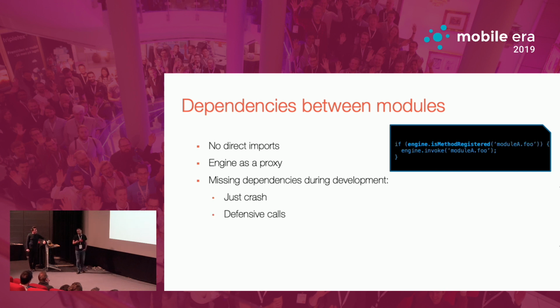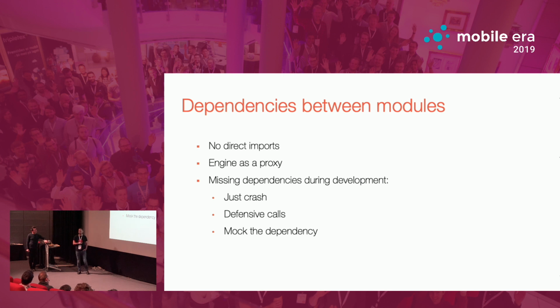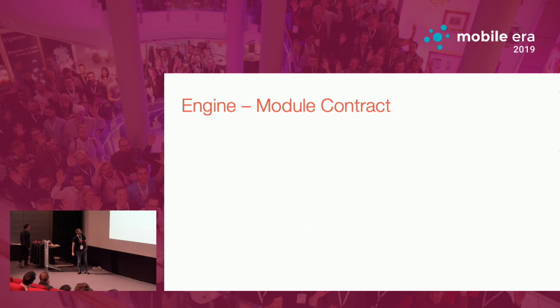Then you might use a defensive call. We have engine.isMethodRegistered function that checks if the method was registered. So we can wrap all our calls to engine.invoke with this check to not crash. This is also not always good, because sometimes you actually need some functionality. And in that case, you can always mock the dependency and write some temporary development implementation.